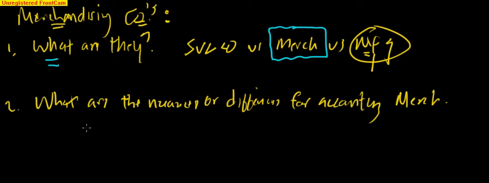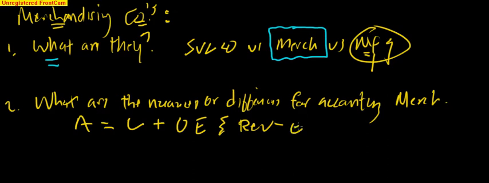Well, the two big differences are this. Remember always that assets equals liabilities plus owner's equity, and that owner's equity is impacted by revenues and expenses, right? Nothing's ever going to change here. Equals net income. What are the big nuances or differences? There's two of them. One is inventory.